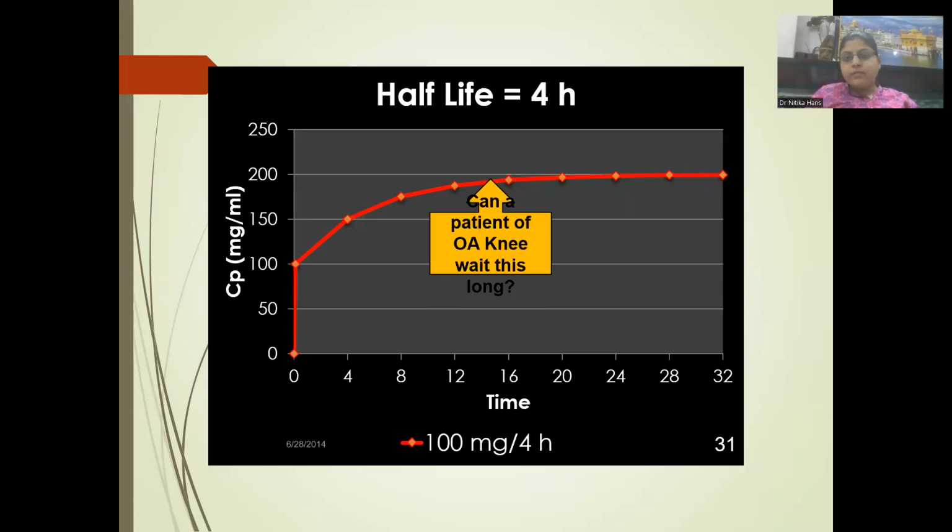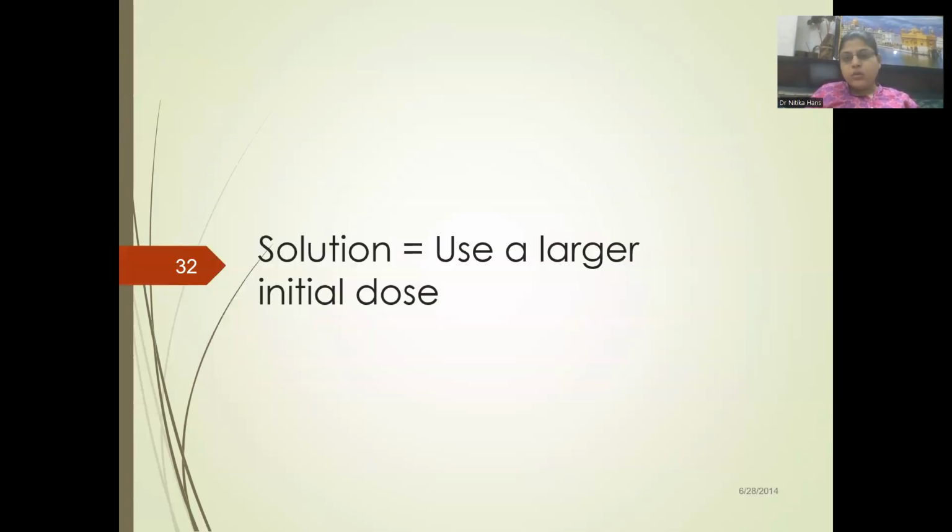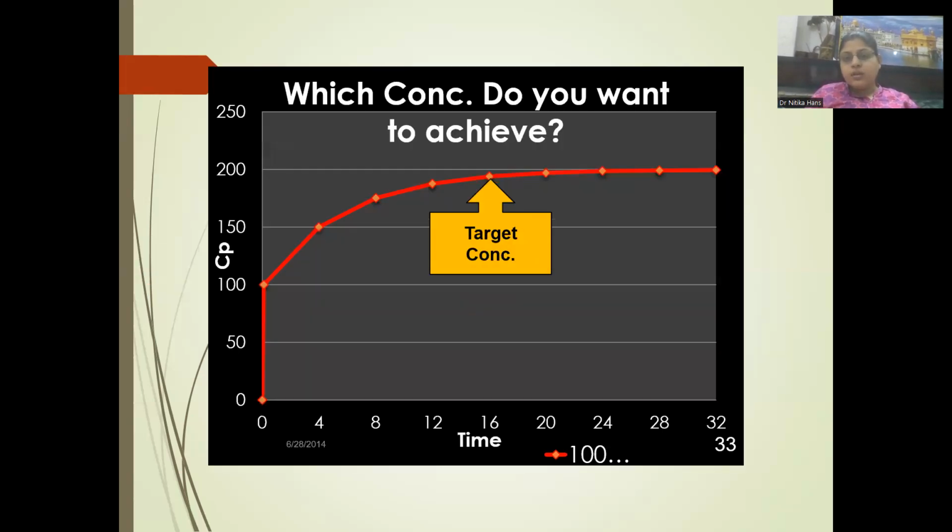Like here, the half-life is 4 hours, and the dose is 100 milligram per hour. Can a patient of osteoarthritis wait this long? Can the patient wait 4 hours for the 100 milligram, given its half-life? So the solution is to use a larger initial dose. We gave a larger initial dose. This is the target concentration.